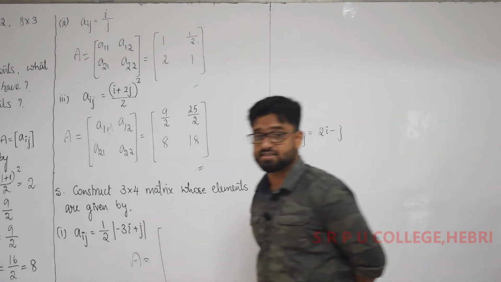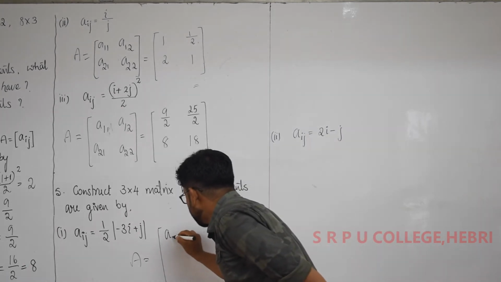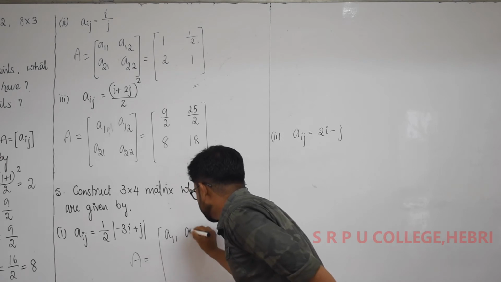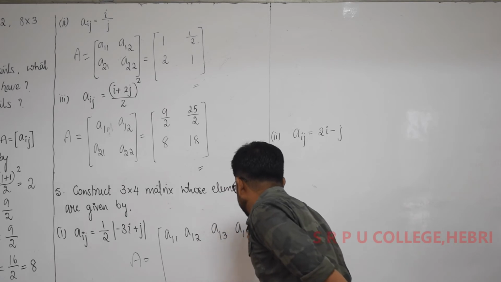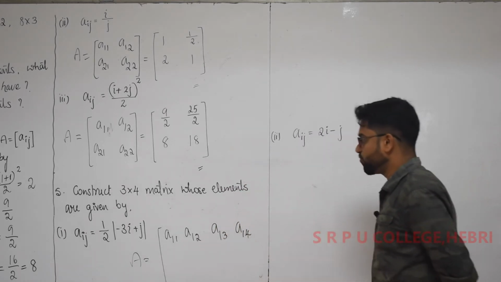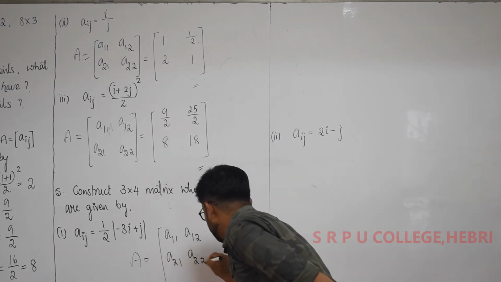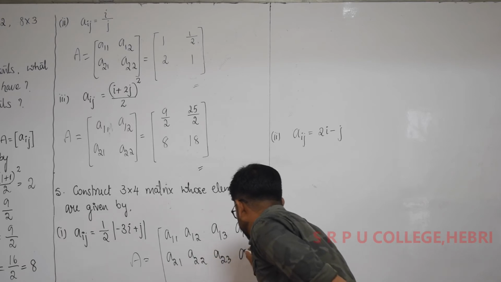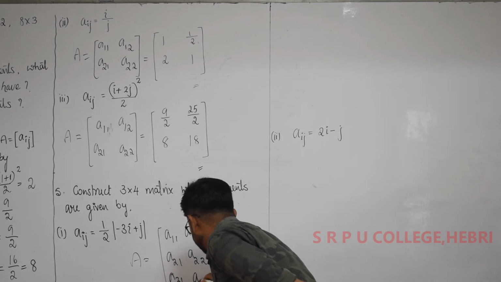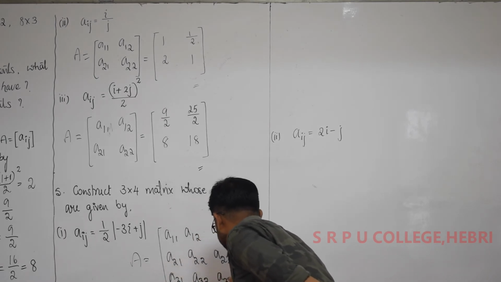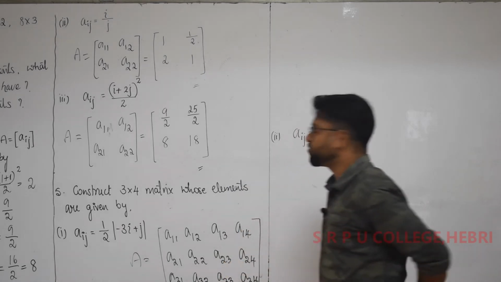3 cross 4 matrix. Okay, 3 rows and 4 columns. The elements of that matrix will be A11, A12, A13, A14. 3 rows and 4 columns. 4 columns are needed here. Second row A21, A22, A23, A24, and third row will be A31, A32, A33, A34. Here in this matrix 3 rows and 4 columns are there.